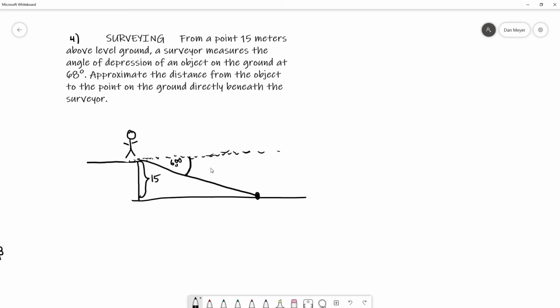Approximate the distance from the object to the point on the ground directly beneath the observer. So that is this distance here. We can call that maybe distance D. All right, now there's our picture. We need to find the right triangle. Well, there's a couple of places where there's a right triangle, but I'll go ahead and just draw the right triangle in red here. There's a right triangle.